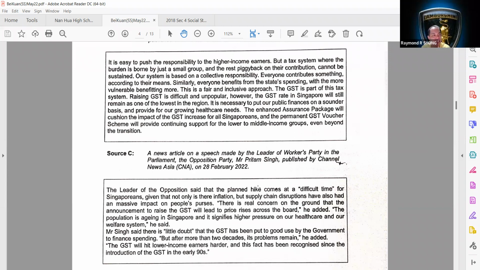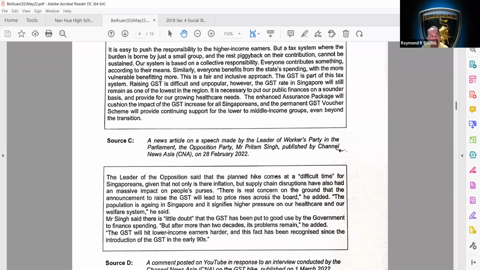So 我们, can I use the word Robin Hood? You know what's Robin Hood, right? To rob the rich and give the poor, that kind of concept. 知道吗, Pei Kun? So you must agree and disagree.